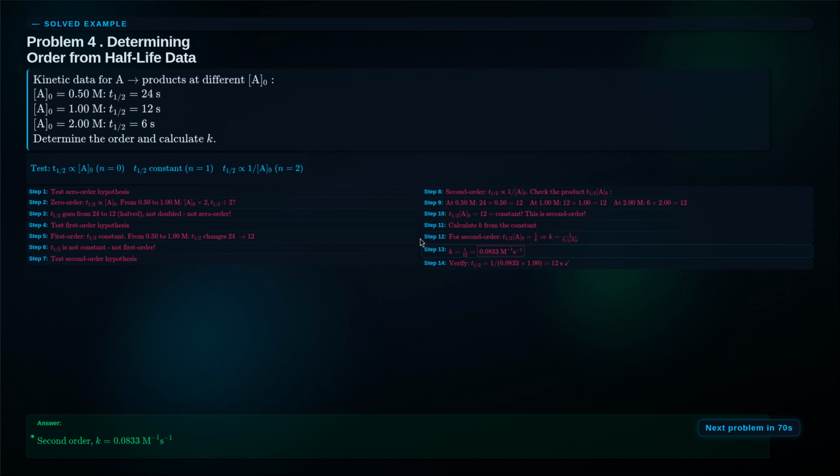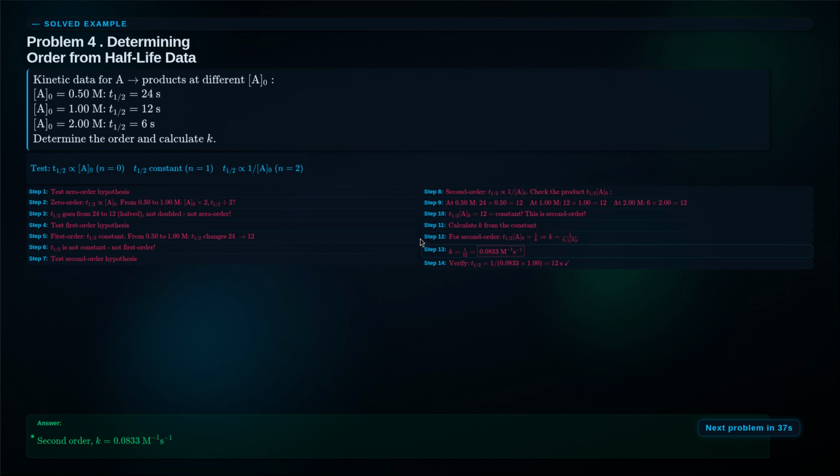Step 3. Test second-order hypothesis. For second order, T1/2 is inversely proportional to A0. Check the product T1/2 times A0. At 0.50, 24 times 0.50 equals 12. At 1.00, 12 times 1.00 equals 12. At 2.00, 6 times 2.00 equals 12. The product is constant at 12. Confirming second-order kinetics.